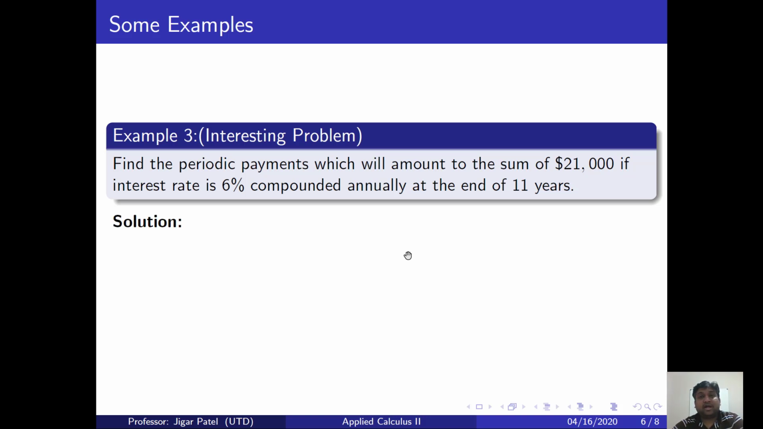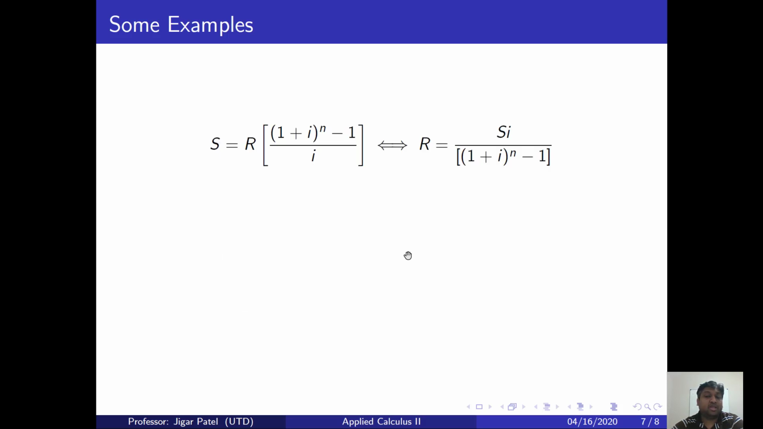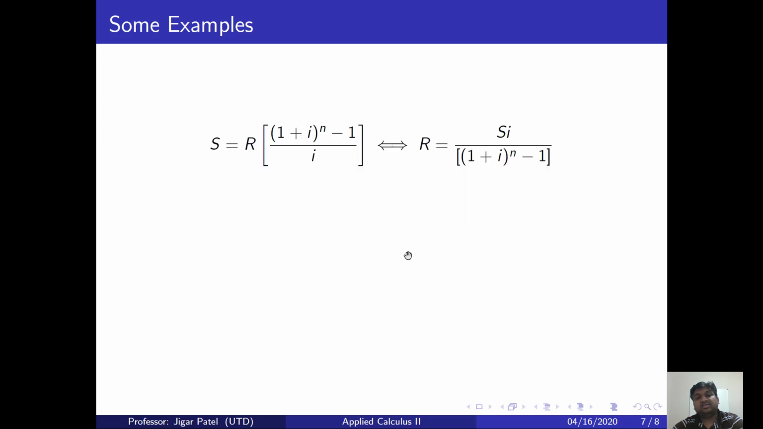Let's first write down the information that is given here. It looks like the annuity is given, so S is 21,000. Interest rate i is 6% or 0.06. The term of the annuity is 11 years, so n is 11. And then we will have to calculate the periodic payment. So we'll have to compute R.